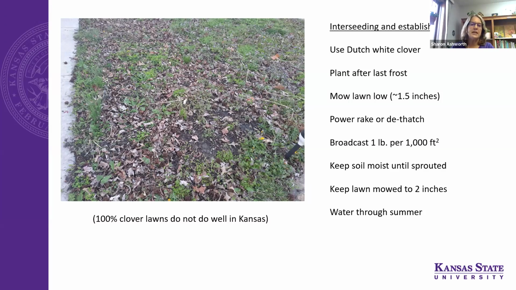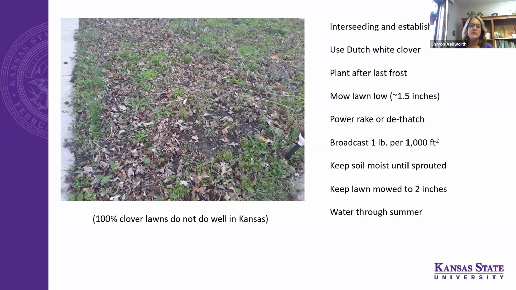But this is what it looks like after a year. I went by a lawn near my neighborhood, and they'd done the whole 100% clover, and it looked great that first year. It was buzzing with bees, and this is what it looked like the following year, because clover does not handle the heat and the drought in Kansas. It also goes dormant in the winter, so you end up with bare patches, and then you invite the weeds, and people then are very dissatisfied with their clover lawn.